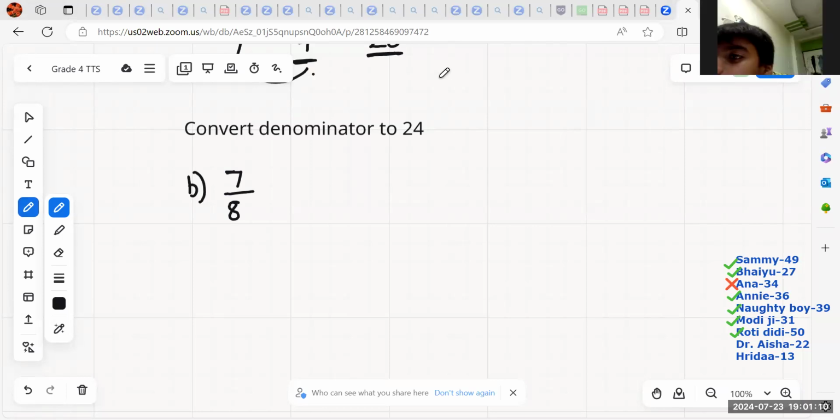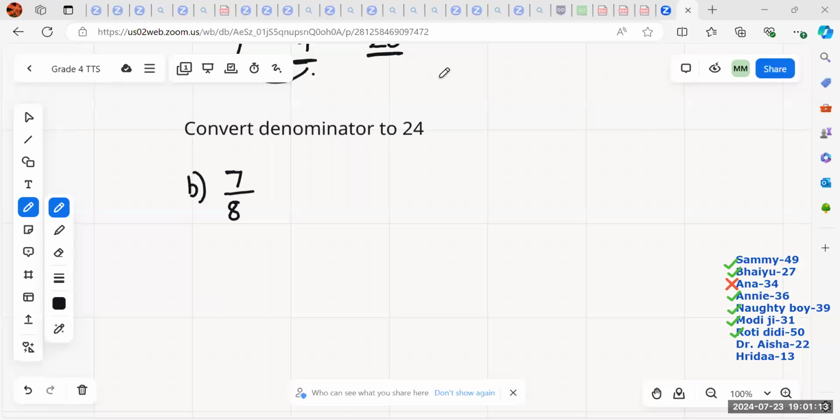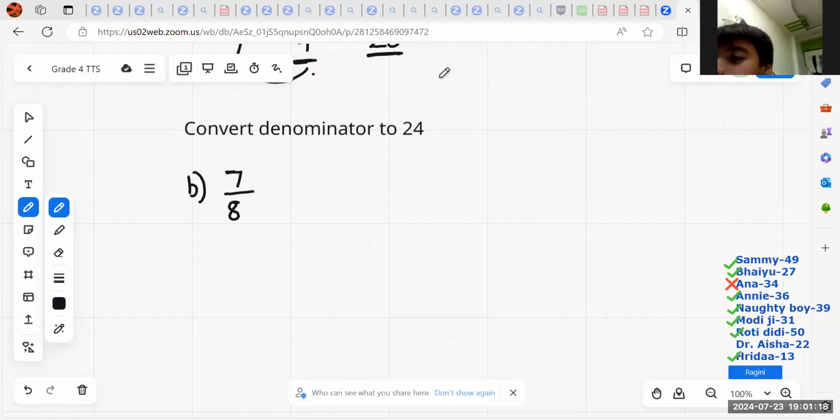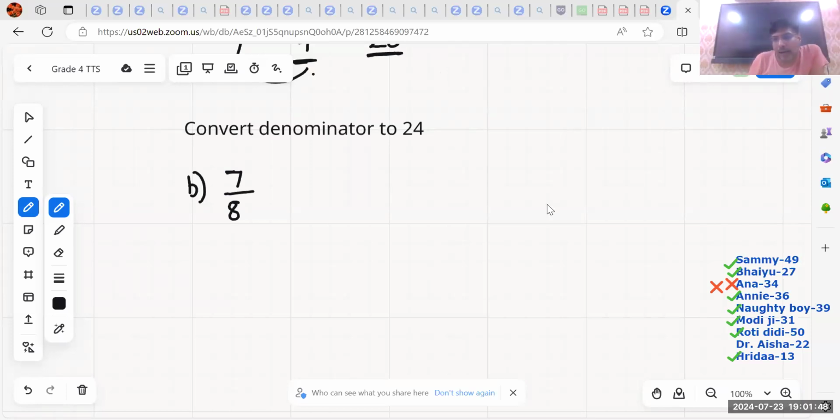Anna and Rita, beta, this sheet is very important. If you have not solved it yet, please solve it before the next class. Sir, I solved it. Sir, I cannot understand. We cannot understand.